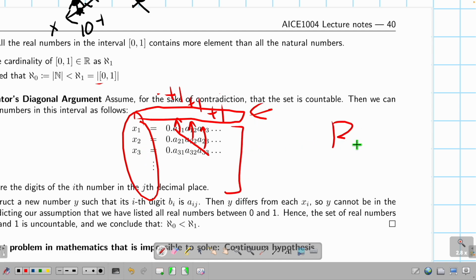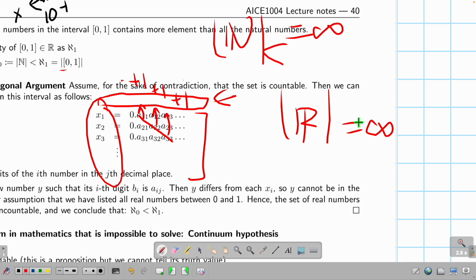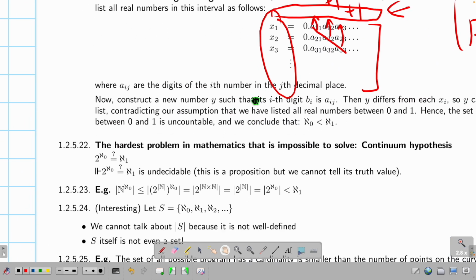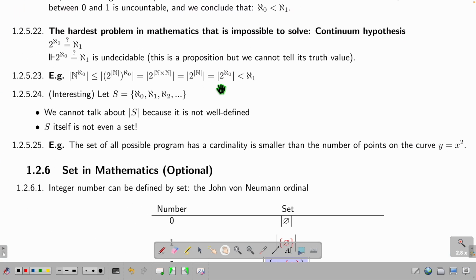So that means something in R cannot be mapped by n. So therefore, this infinity is bigger than this infinity. And this infinity we give a name, okay? And this infinity is bigger than this infinity. And then now let me tell you what's the hardest problem in mathematics. Is 2 to the power n0 equal to n1? The answer is you cannot tell.